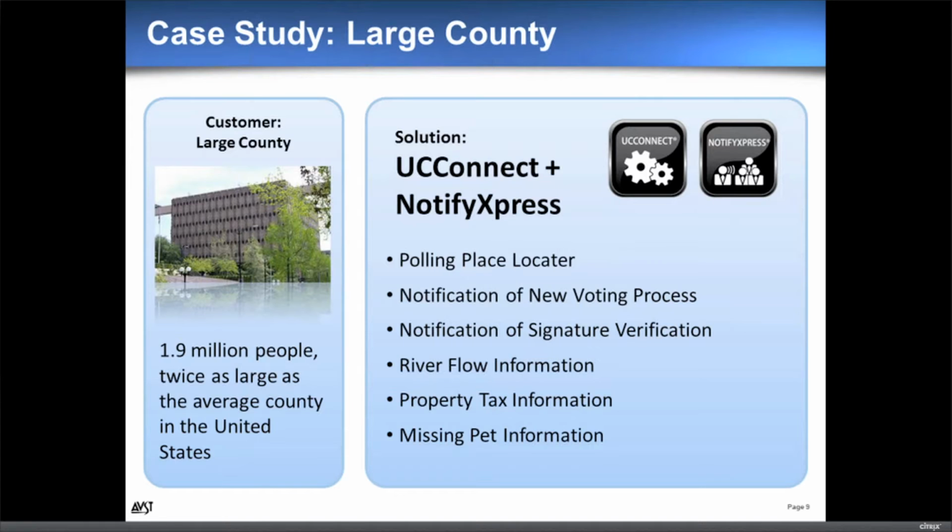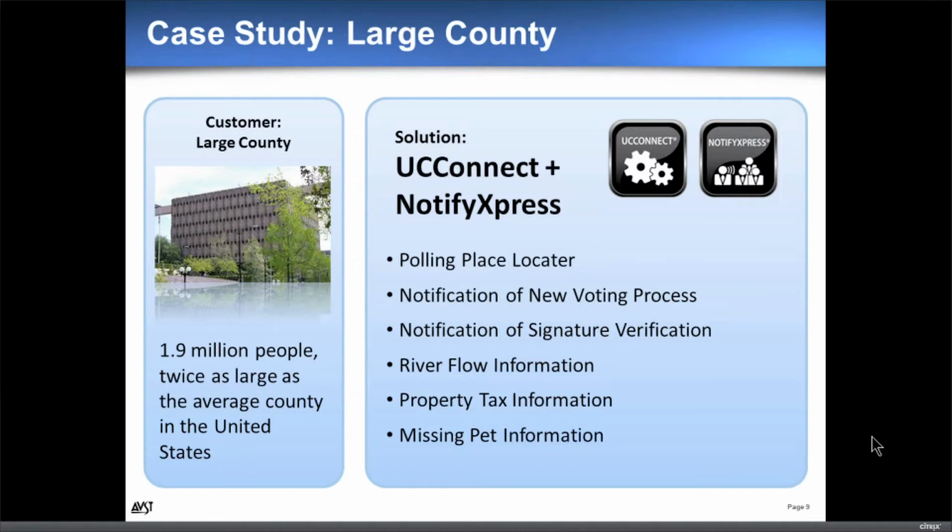And as we can see there, it is a very large county, 1.9 million people and growing. And they have, over the years, probably the past 10 years, implemented several different solutions on the CXE platform using UC Connect and our Notify Express module. Just to touch on each one of these briefly, there's a polling place locator that allows voters to type in some information and find out where they are to report for voting. A couple of notification applications using Notify Express get the word out to tens of thousands of voters on a new voting process, or also issues with absentee ballot signatures.